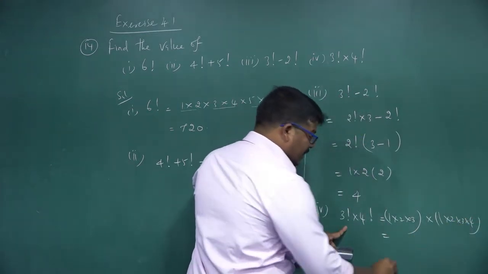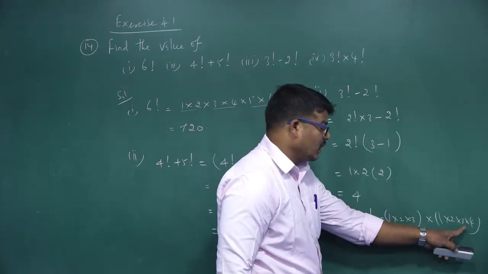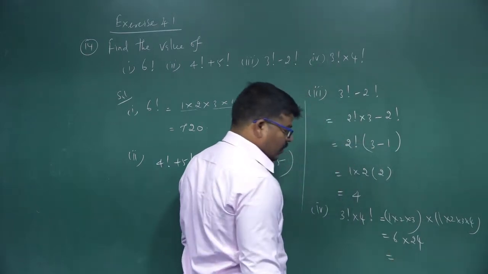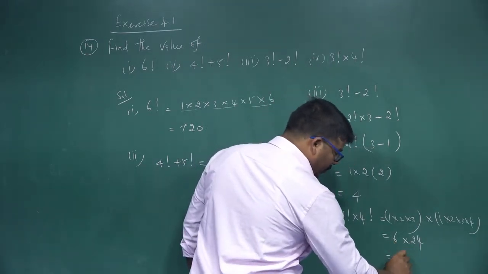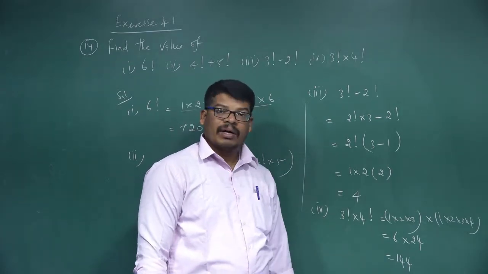3 factorial into 4 factorial: 6 into 4 factorial value, 4 3s are 12, 12 2s are 24. 24 into 6 is 144. So 3 factorial into 4 factorial value is 144.